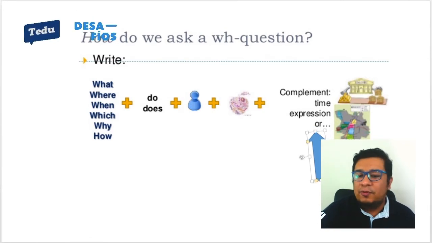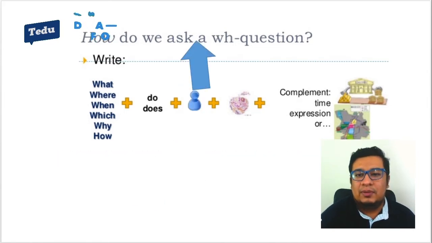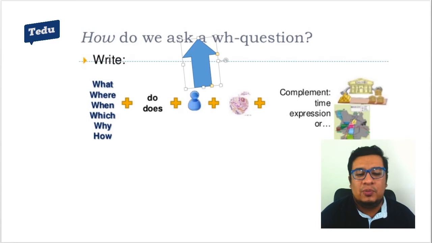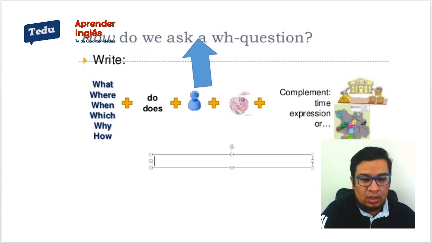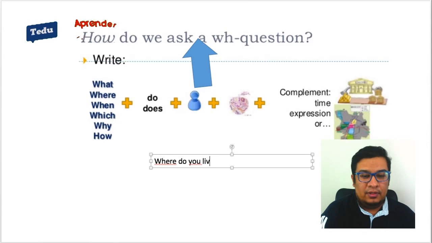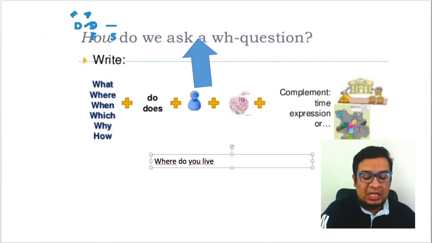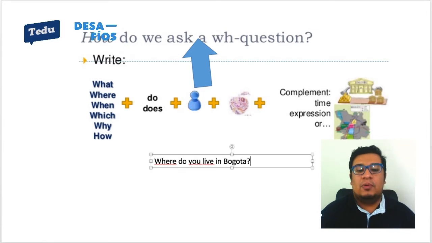All right? So, for example, if I'm using a question, and I'm going to put it in this way, vamos a escribirlo acá. If I put it in this way, I use it, for example, where do you live? So, where do you live in Bogotá? You see, where do you live in Bogotá?